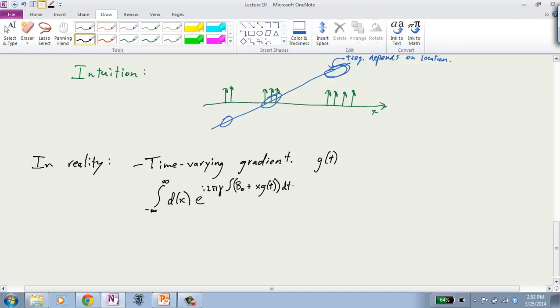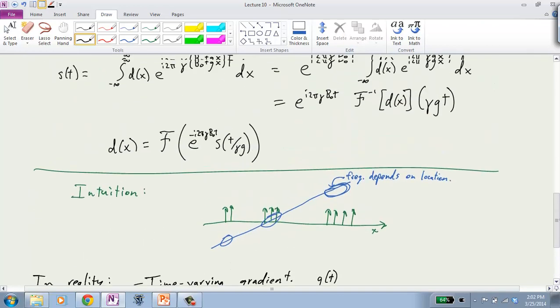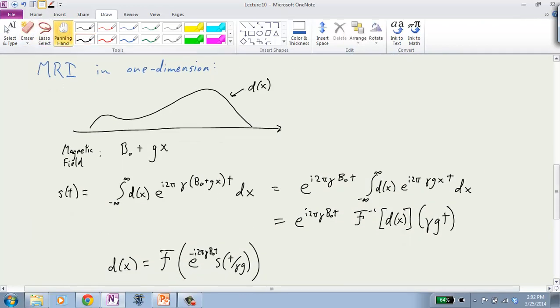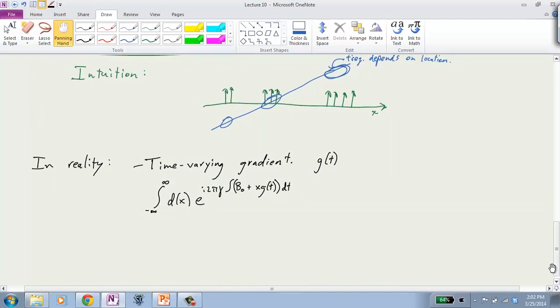Okay, and of course, if g of t is constant, this is going to get us back to the exact formula that we had right here, right? But if it's not constant, you can get it to give you other things. In particular, you use this time-varying gradient because you're doing high-dimensional imaging, and we were just talking about one-dimensional imaging. In 2 dimensions and in 3 dimensions, you want to use this time-varying gradient to give you interesting results. I'll show you.